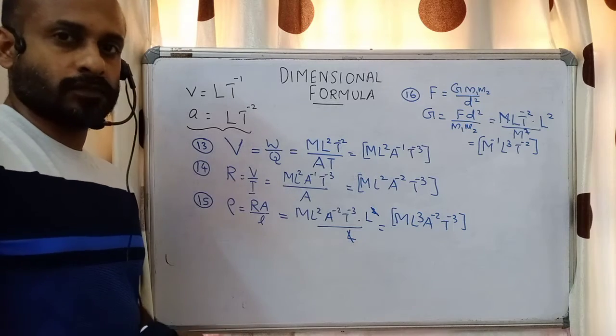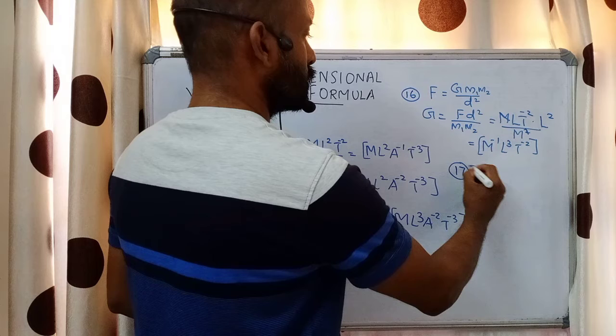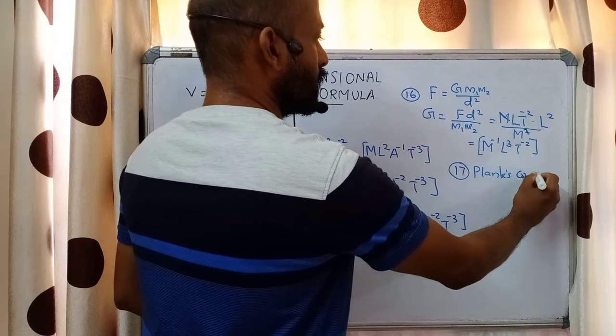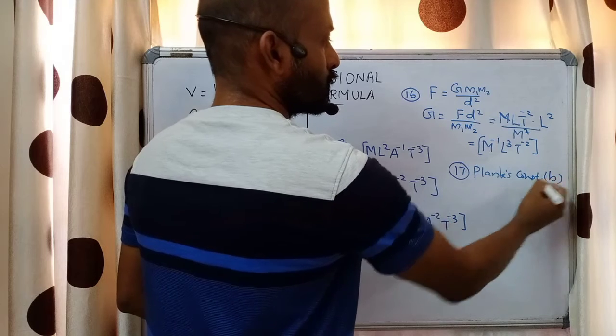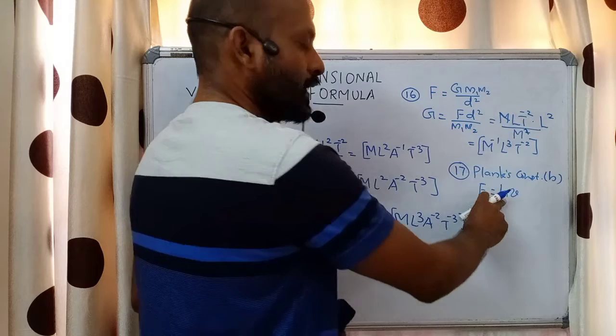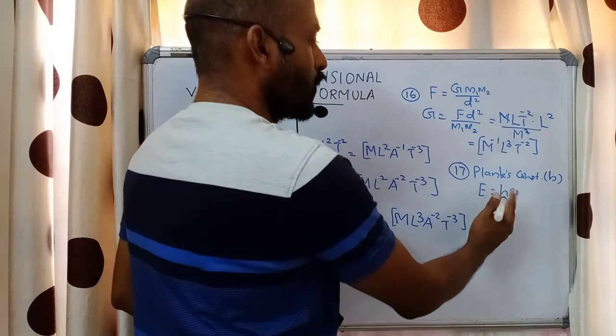Gravitational constant. Okay. Now we have another constant called Planck's constant. Planck's constant has the symbol small h. The equation we have is energy is equal to h nu. h is Planck's constant, E is energy, nu is the frequency. So what is the equation for h from this?